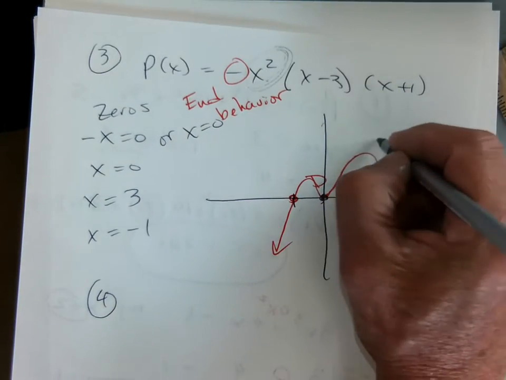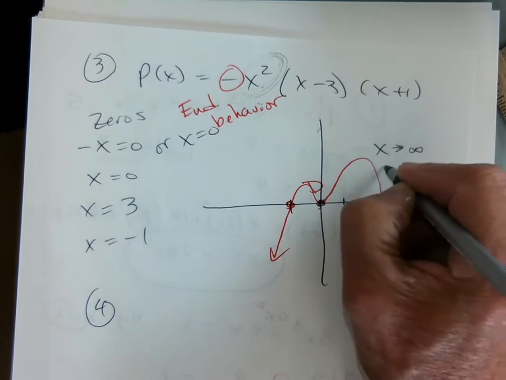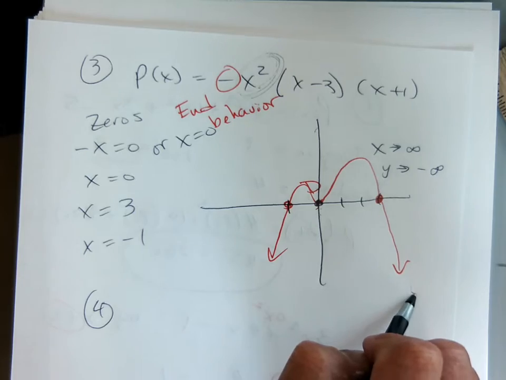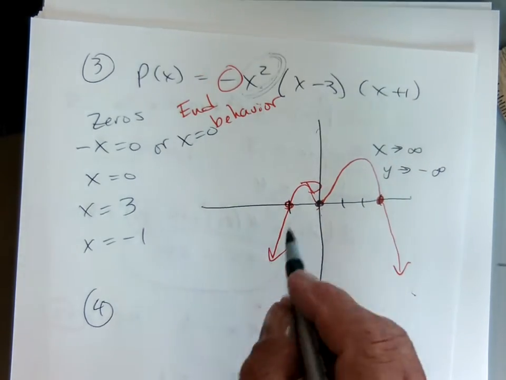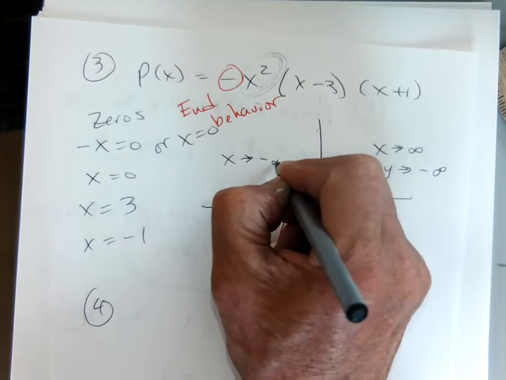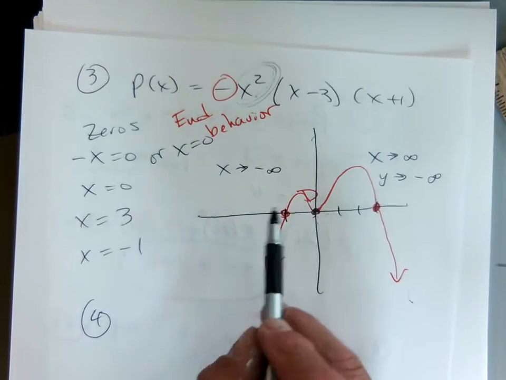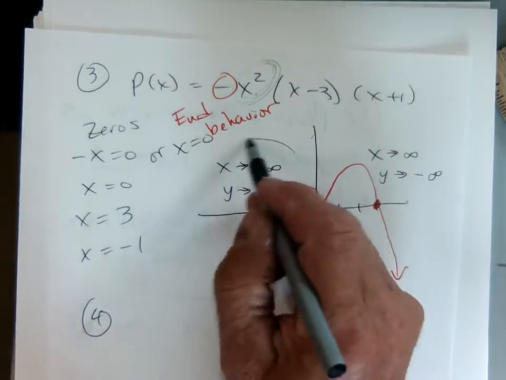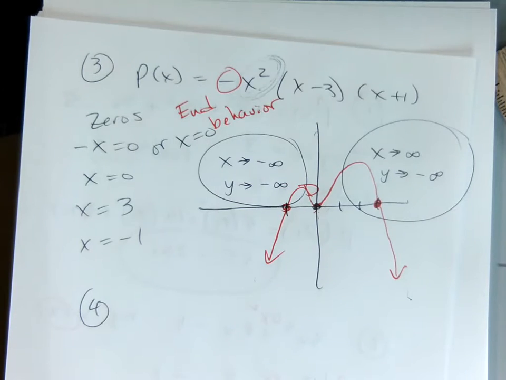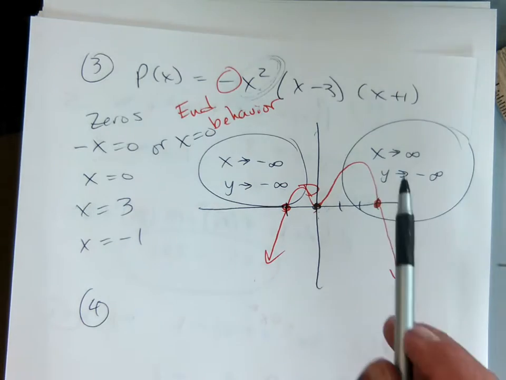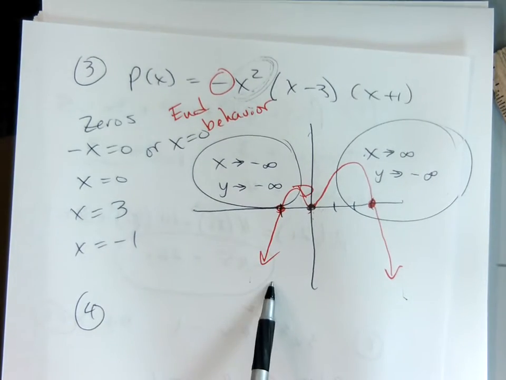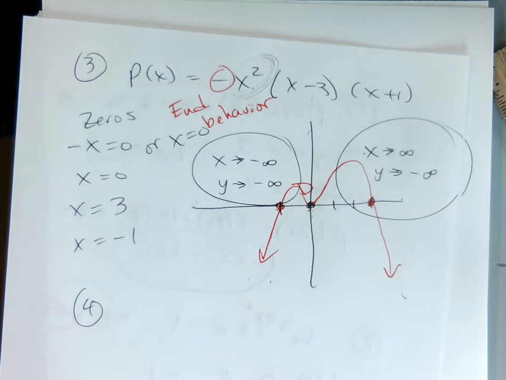Thank you. So as x approaches infinity, y approaches negative infinity. So as x is getting bigger and bigger and bigger, y is going to negative infinity. And just the opposite. As x approaches negative infinity, as x is getting this direction, y approaches negative infinity. That's end behavior. As x approaches infinity, y approaches negative infinity. As x approaches negative infinity, y approaches negative infinity, okay? And we use approaches, and you'll do that in calculus also because you can't get to infinity, all right?